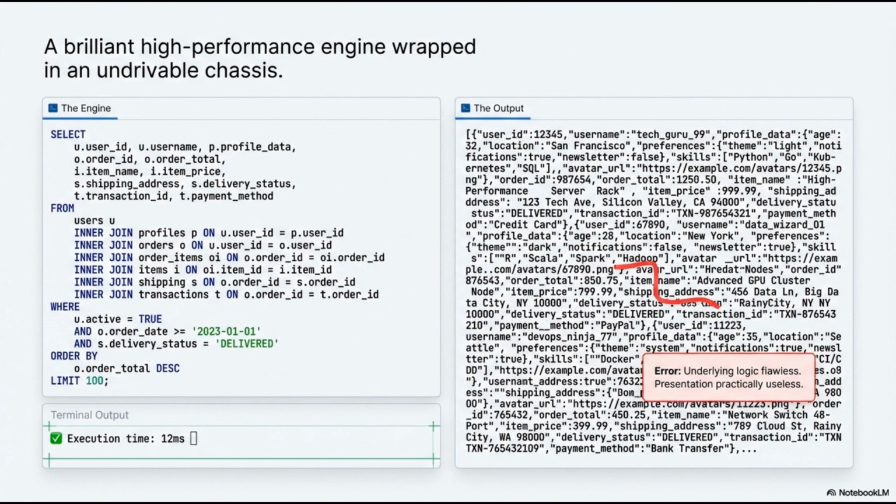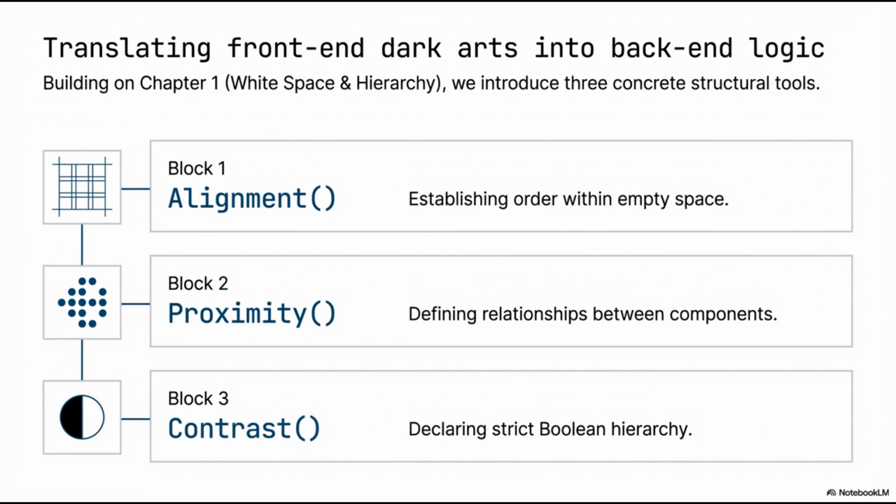It really is. And if you are listening to this right now, you are likely a senior back-end engineer. You live and breathe logic, system performance, scalability, architecture, all of that. But maybe not so much the front-end stuff. Right. So our mission today for this deep dive is to basically translate those front-end dark arts into that exact back-end logic you already know. We are unpacking Chapter 2 of Web Design for Back-end Engineers. And we are expanding your toolkit today with 3 incredibly concrete, highly logical tools. We're talking about alignment, proximity, and contrast.